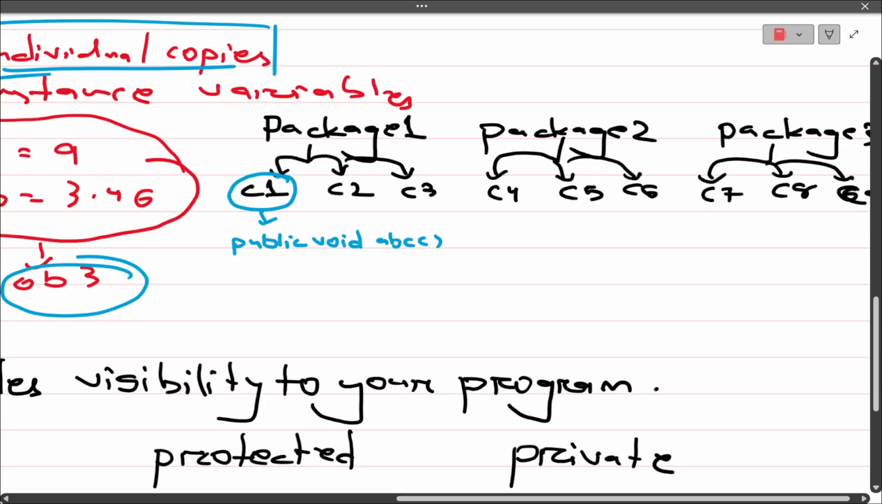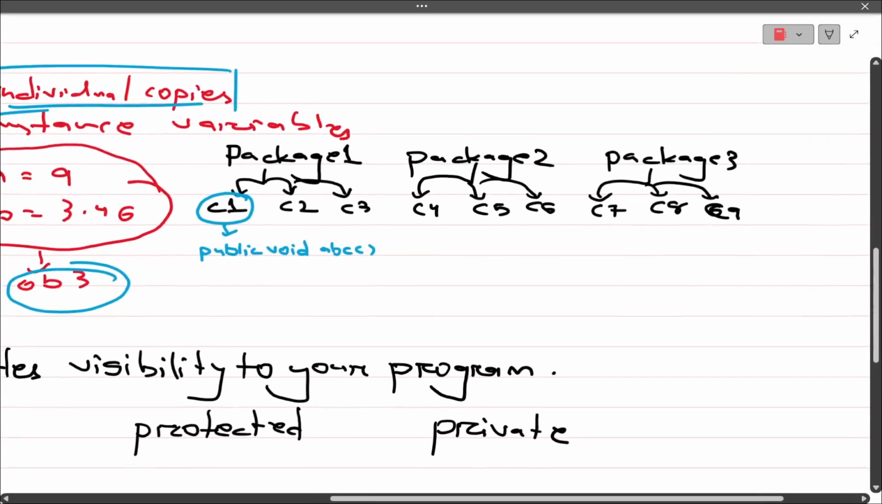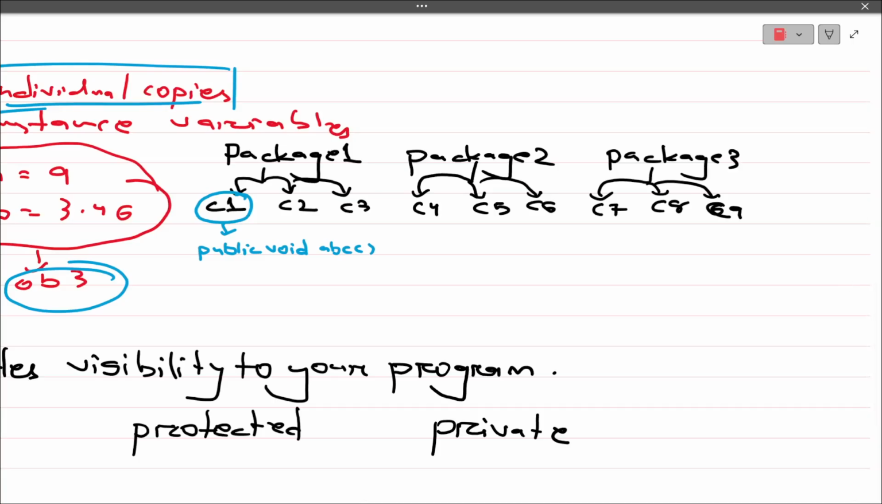Suppose this is the method that is given to this particular class C1. As this is given public, the meaning of what I have written is that it is accessible to all the classes of the same or different package. That means this particular method will be accessible. This particular function is accessible to my class 2.